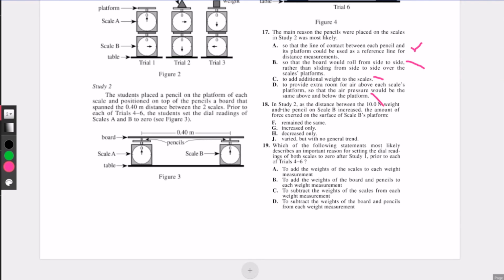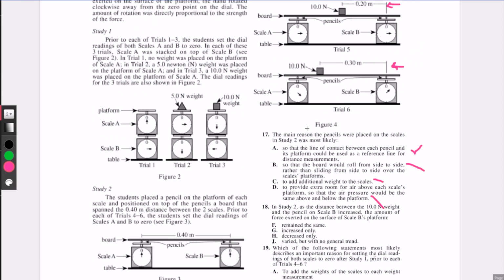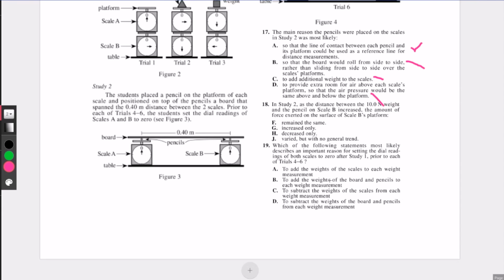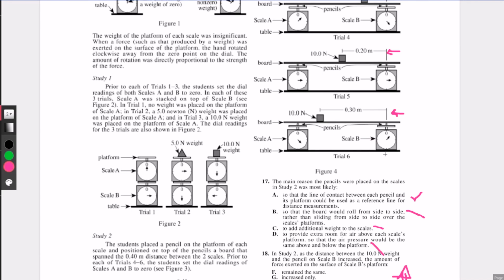Question 18 says, in study 2, as the distance between the 10 Newton weight and the pencil on scale B increased, the amount of force exerted on the surface of scale B's platform, blank. So in study 2, we changed the distance between the pencil and the block. And we're saying as it increases, what happens to the force? As it gets farther away, what happens to the force? And once again, we don't need to think physics here. We can just look at the dials on each of these scales.